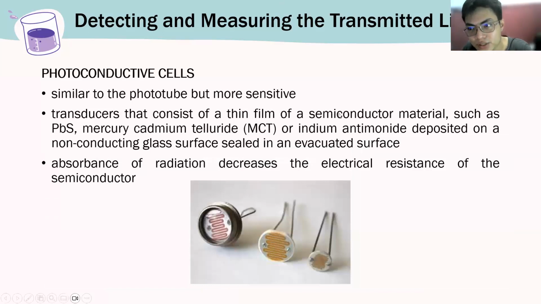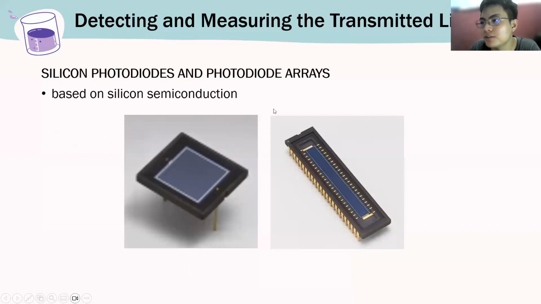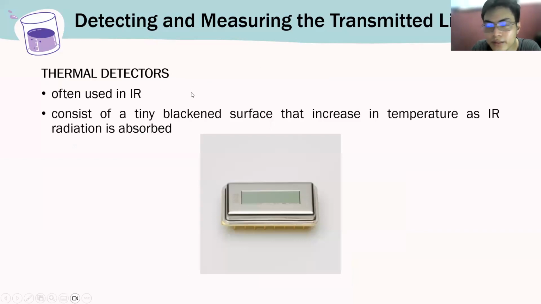Photoconductive cells, so para siyang solar panel. When the light hits this, the electron flows on the surface. This is more sensitive, pero probably this is more expensive. Photodiodes, so ito yung mga nasa camera natin. When the light hits this, it gets converted into a digital signal, or image. Thermal detector, ito yung ginagamit sa IR. Bakit? Kasi pag sinabing IR, heat yun, hindi na siya photons. So, it's heat.